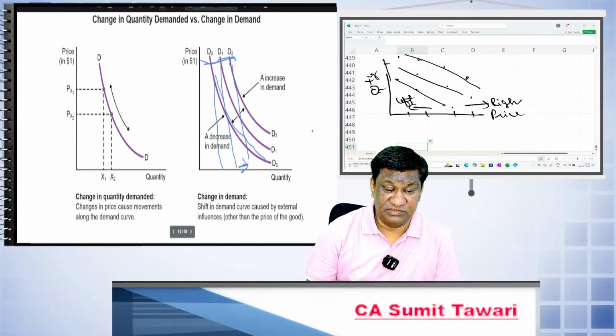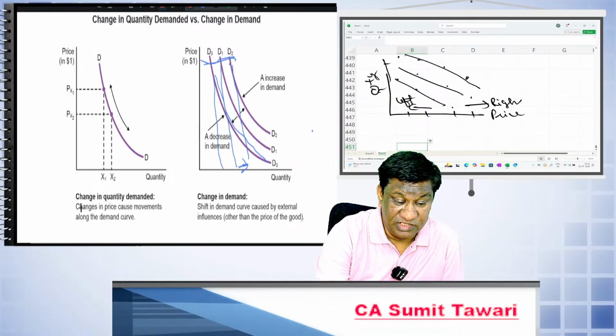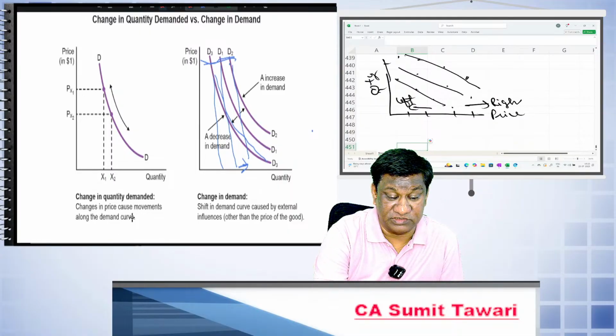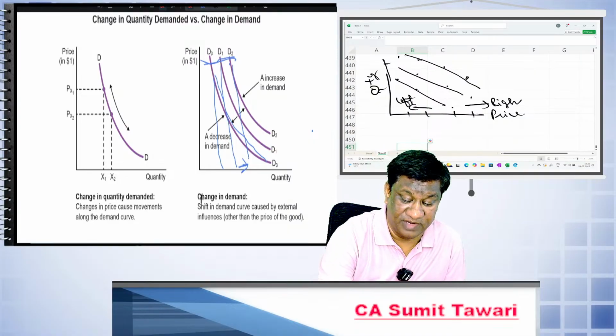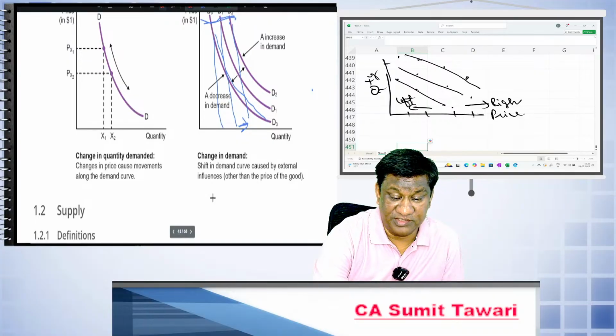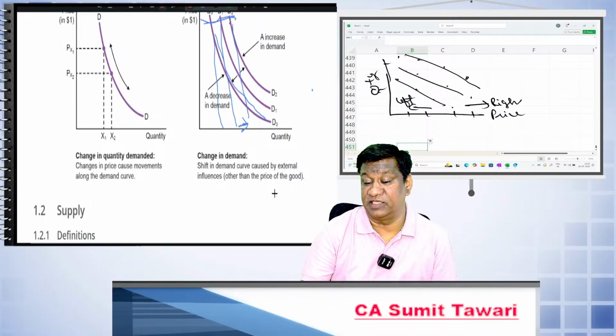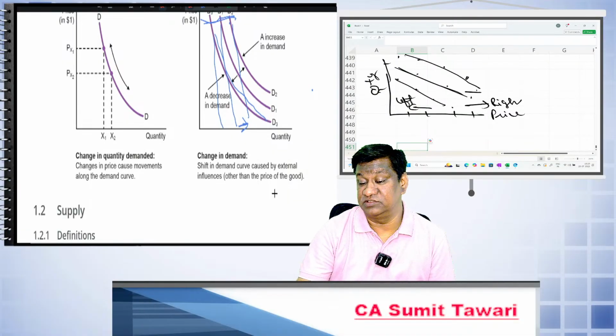So you can see the change in quantity demanded versus change in price. A change in quantity demanded with respect to a change in price is a movement along a straight line. But if there is a change in demand due to factors other than price, then there is a shift to the right or left of the demand curve. That you need to keep in mind. If only the price is affected, it stays on the same line, but for factors other than price, it shifts right or left.